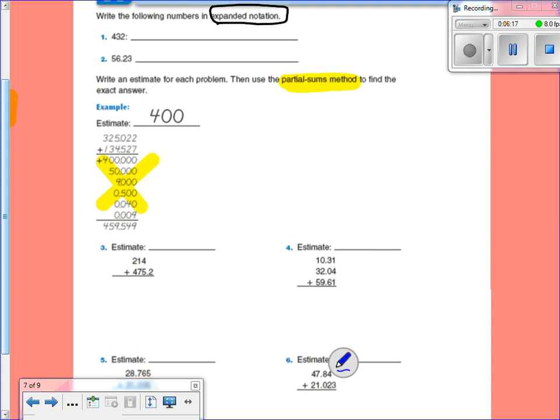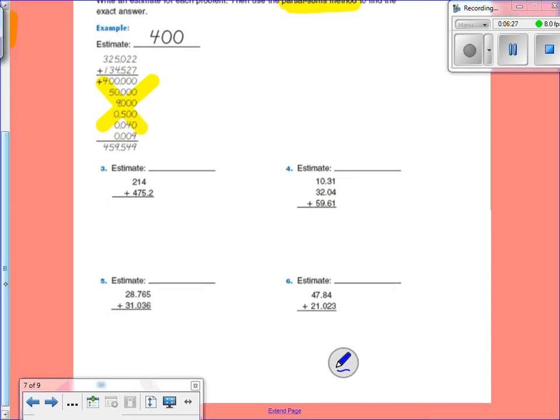But they do want you to estimate, okay? When you're estimating, you're getting as close as you can to the actual answer. First of all, so by each one of these, I want you to estimate. So, and then I want you to solve.